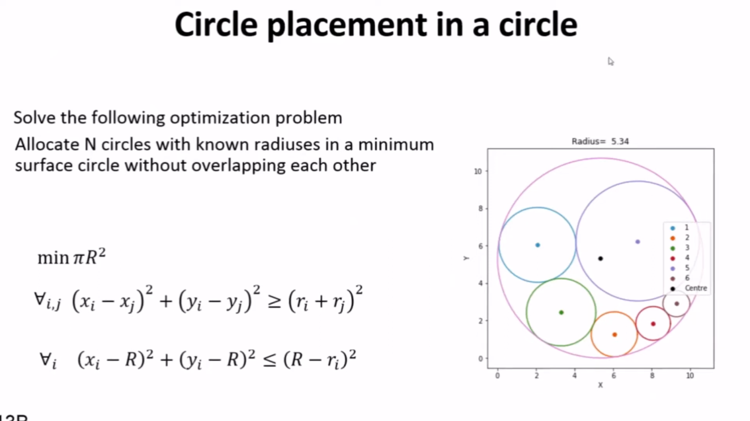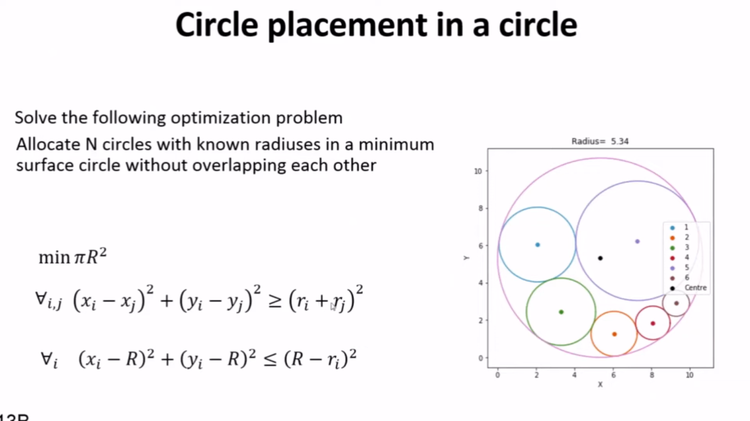First of all, for each pair of i and j, we have to write down the distance between the centers of them, (xi minus xj) squared plus (yi minus yj) squared, bigger than (ri plus rj) squared. So ri and rj here are the radii of both circles.